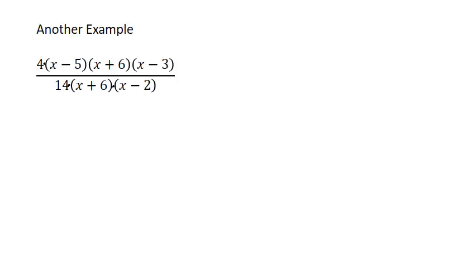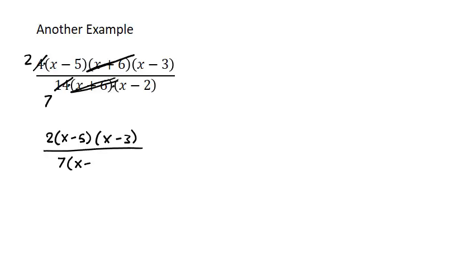So what can I do with a rational expression to simplify it? I can cancel out factors that are common top and bottom. So I see the x plus 6 and x plus 6 top and bottom that I'm going to cancel out. What I also see is the 4 over 14. That is a fraction that can be simplified. I believe it can be simplified to 2 over 7. So what am I left with? I'm left with 2 times x minus 5 times x minus 3, all divided by 7 times x minus 2.